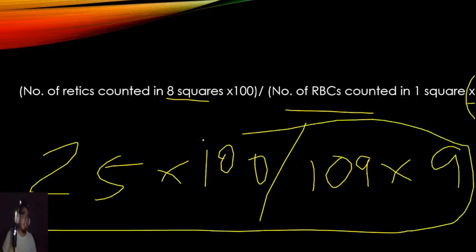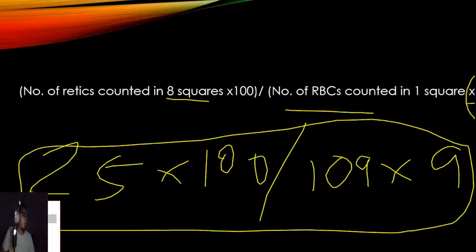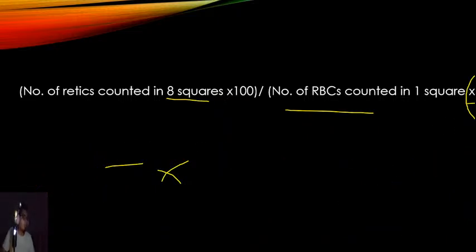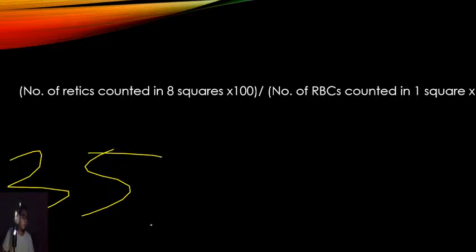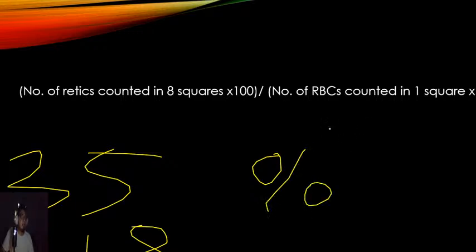Compute for me whilst I drink water. I'll check your answers in the chat box. Ulitin ko yung question. Gusto ko mag-compute kayo. You counted 35, and then the number of RBCs you counted was 118. Compute the percent retics using the Miller disc. Okay? What is percent R? Okay? I'll give you guys some time.